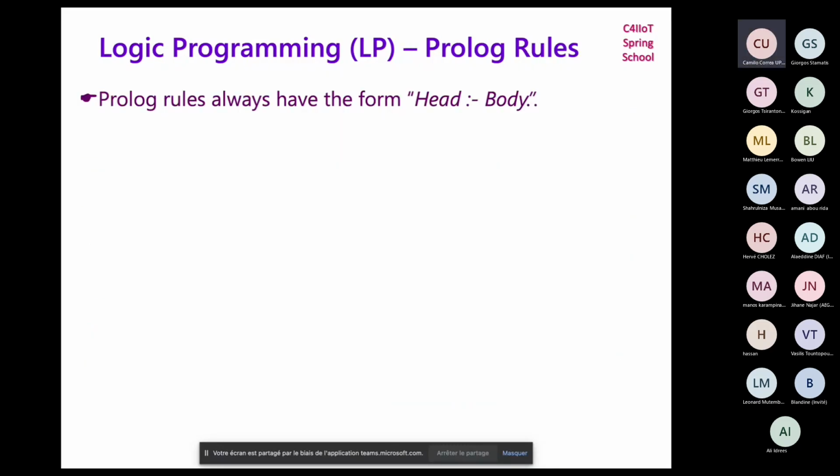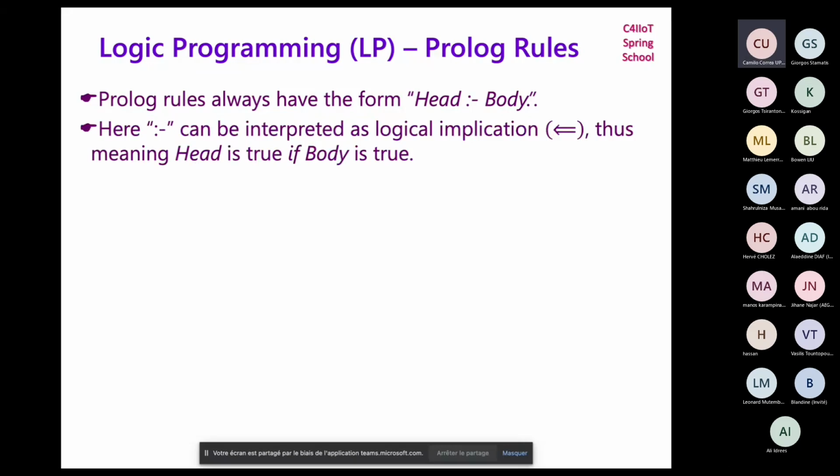Very briefly, every Prolog rule essentially has this form. There's only one single construct in the language, which makes it extremely simple. But because it is simple, it is powerful. In particular, head :- body. Think of it like an arrow, and it can be interpreted as logical implication. It means that the head, what's on the left, is true if the body is true.